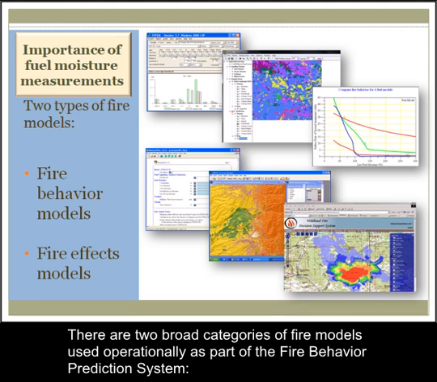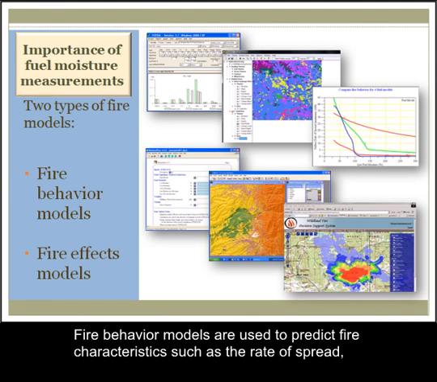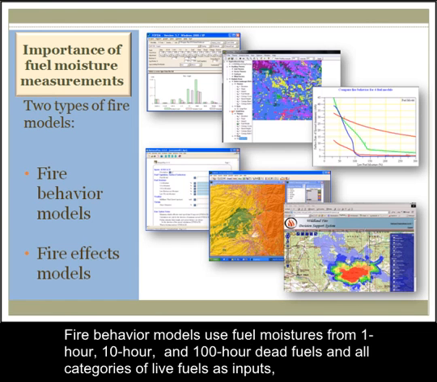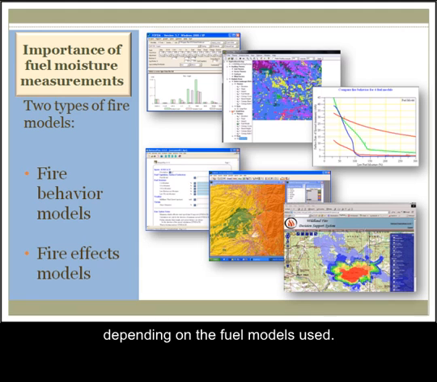There are two broad categories of fire models used operationally as part of the fire behavior prediction system. Fire behavior models are used to predict fire characteristics such as the rate of spread, flame length, and intensity of a surface fire. They also predict whether a fire will transition into a crown fire. Fire behavior models use fuel moistures from 1-hour, 10-hour, and 100-hour dead fuels and all categories of live fuels as inputs, depending on the fuel models used.